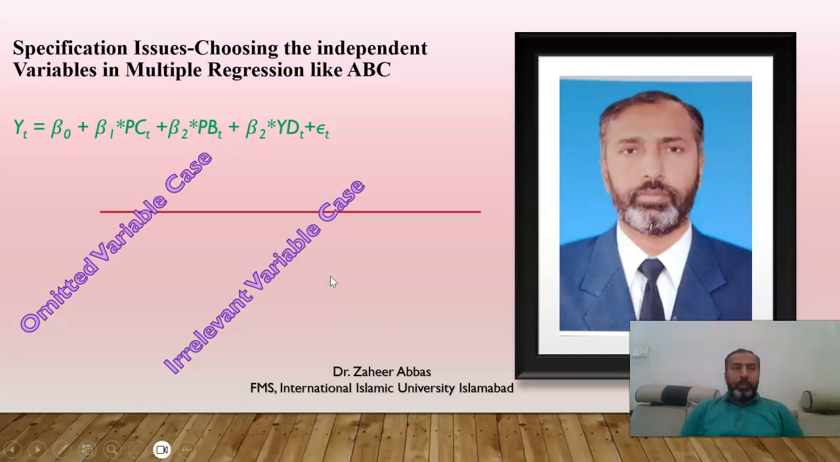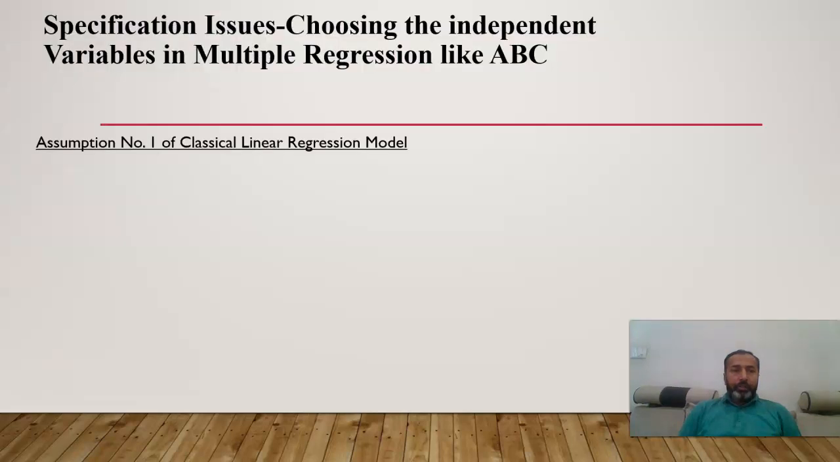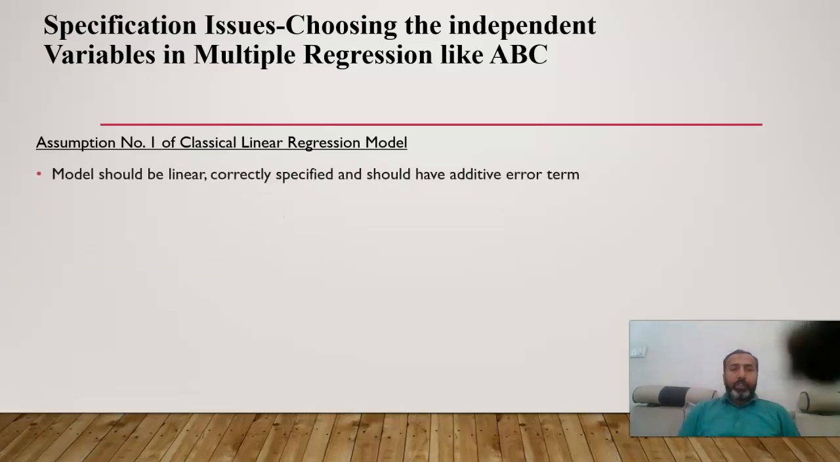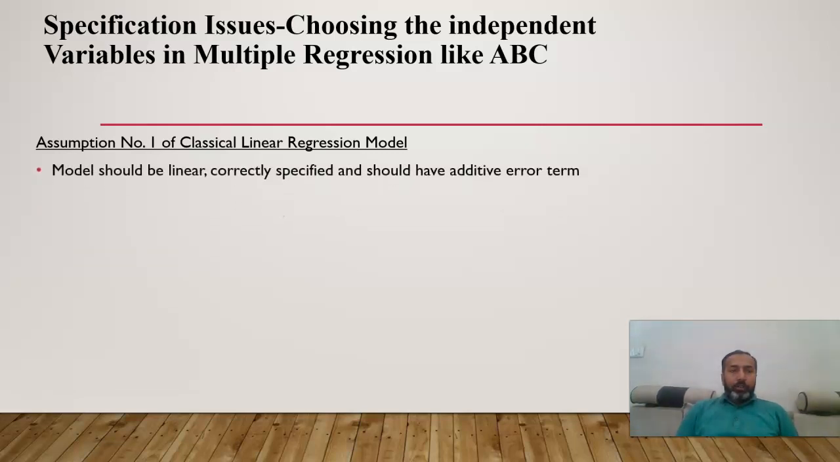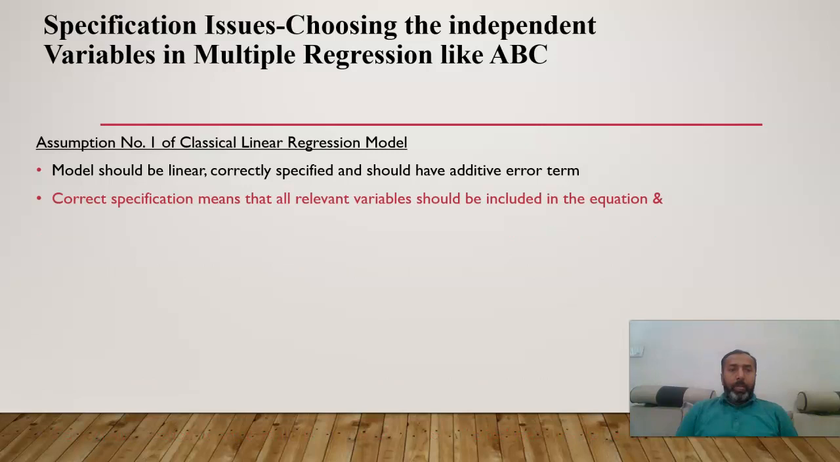Good afternoon. Today we shall discuss the specification issues in a multiple regression analysis, which means how to select the independent variable for a regression. The classical linear regression model has almost 6 assumptions. The seventh assumption is optional. Assumption number 1 states that the model should be linear, correctly specified, and should have an additive error term.